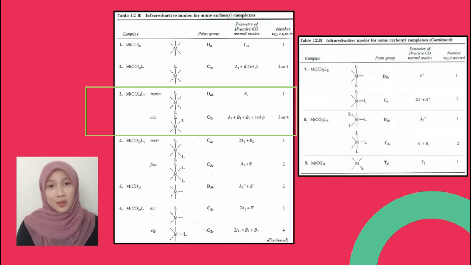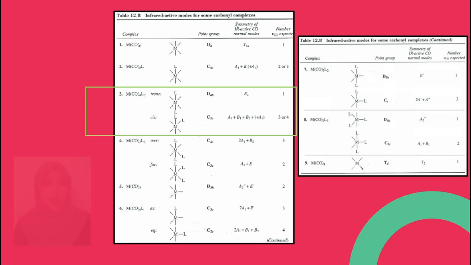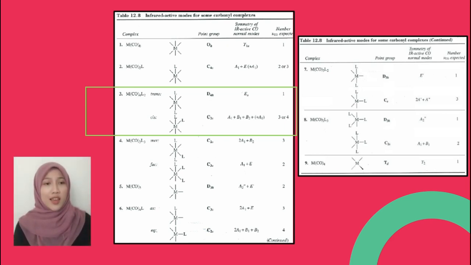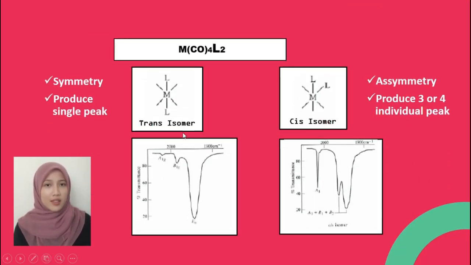So you can refer to this table if you want to predict the organometallic complex while you have been given the chemical formula. Number 3 from the table, it is MCO4L2. So this complex have two isomers, which is trans and cis. So okay, first take a look at the trans isomer. It has two ligands, right? So the structure is symmetry because the environment is same, because you can cancel out it at the symmetrical line.